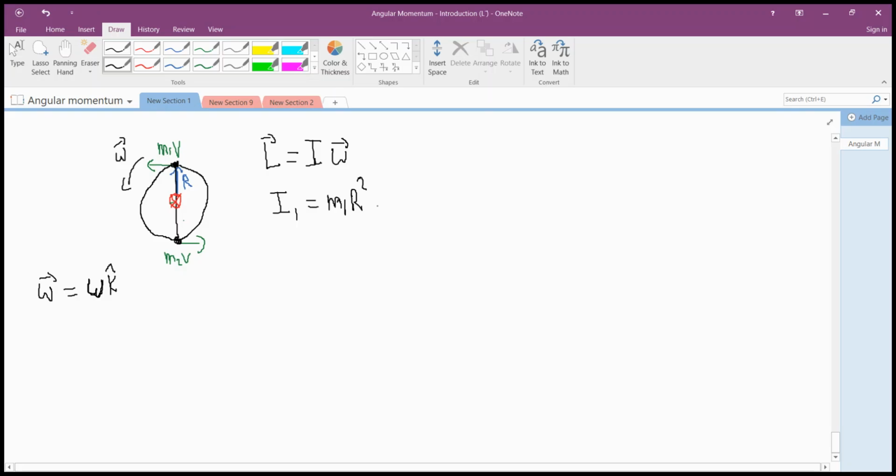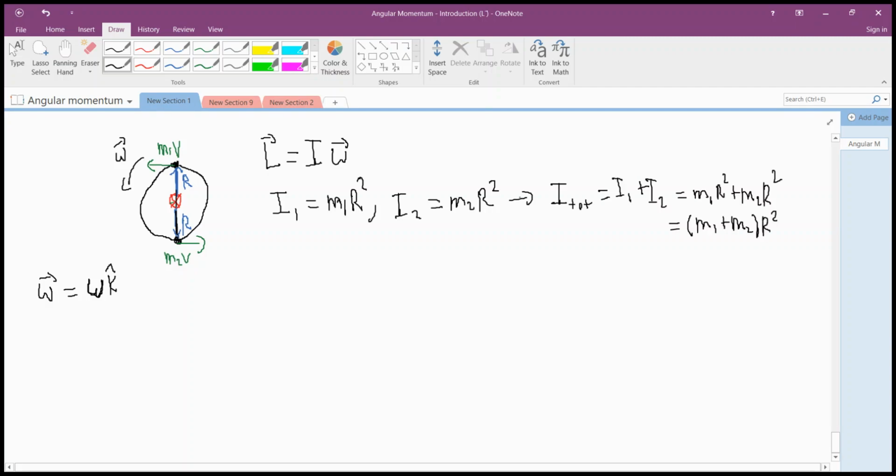Meanwhile, for the same reason, we can see that the moment of inertia of the particle on the bottom of mass m2 is m2 R squared, and therefore, the total moment of inertia of the system is just their sum, which of course I can simplify a little bit. The angular momentum of the system then is the total moment of inertia of the system times omega. And there we have it.